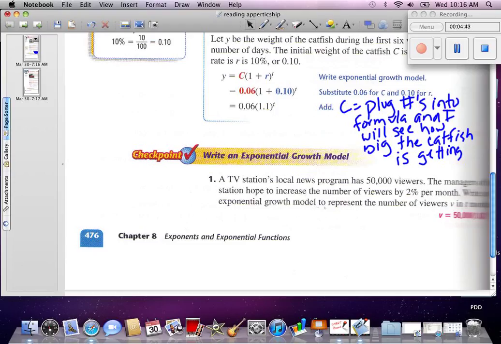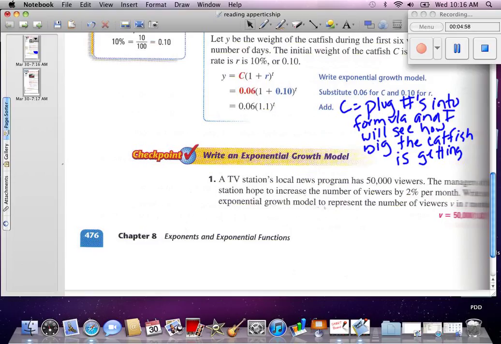So let's try it. A TV station, local news program has 50,000 viewers. The managers of the station hope to increase the number of viewers by 2% each month. Write an exponential growth model to represent the number of viewers in T months.